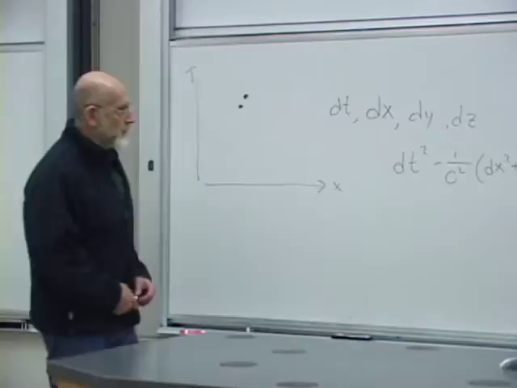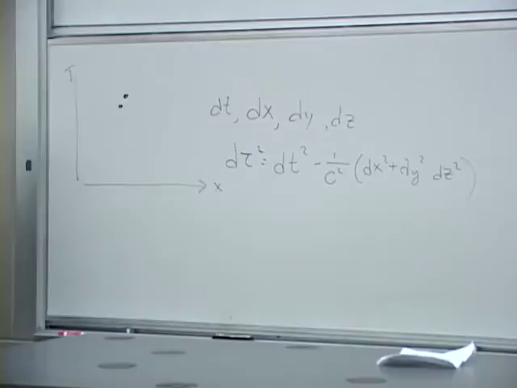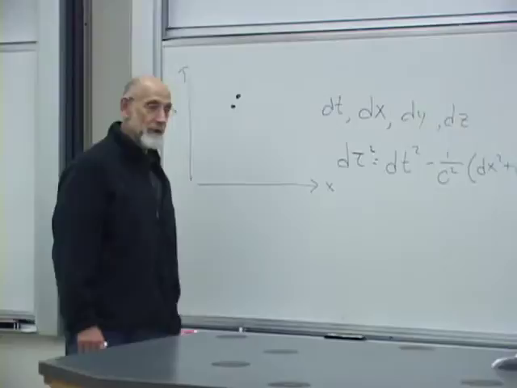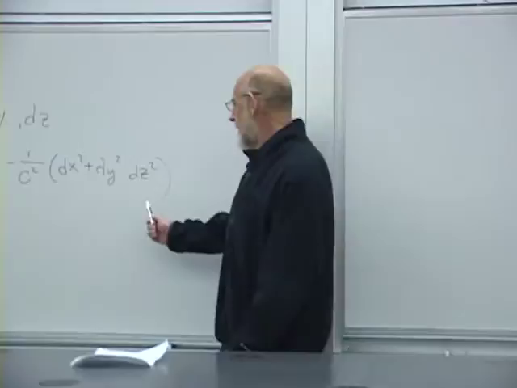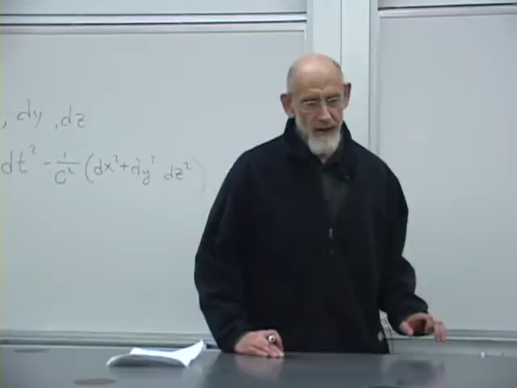Let's leave it for a moment. This is the proper time between 2 points along a trajectory. It's a nice concept as long as dt squared is bigger than (dx squared plus dy squared plus dz squared)/c squared. The square of the proper time ought to be a positive thing. But notice that if dx squared plus dy squared plus dz squared is bigger, something bad happens: d tau squared is negative. But never mind. Nevertheless, this is the definition of proper time between any 2 points.